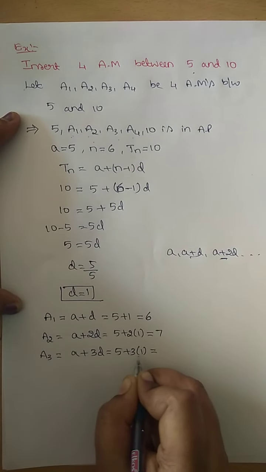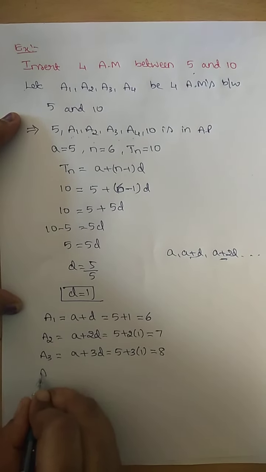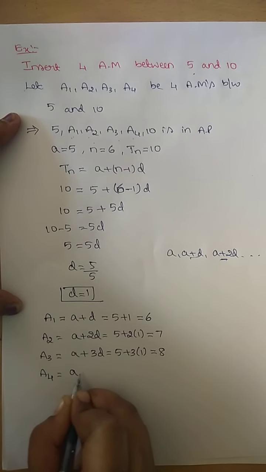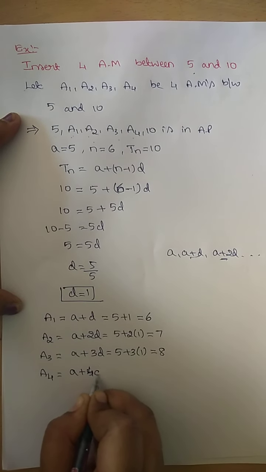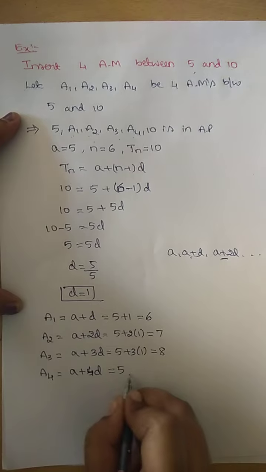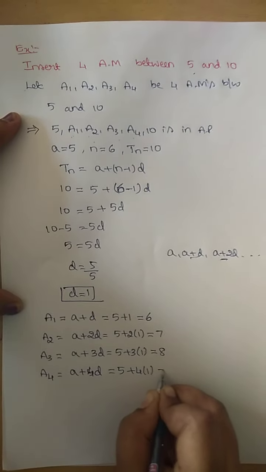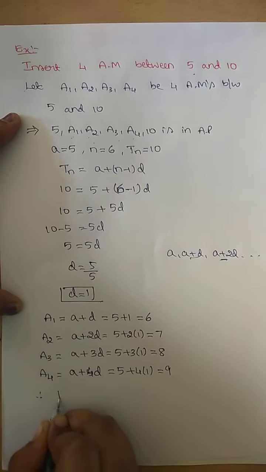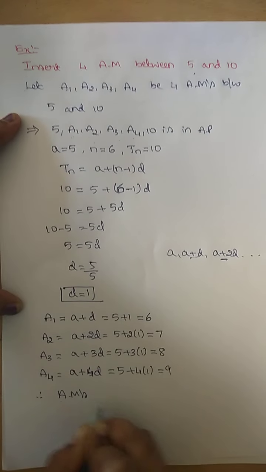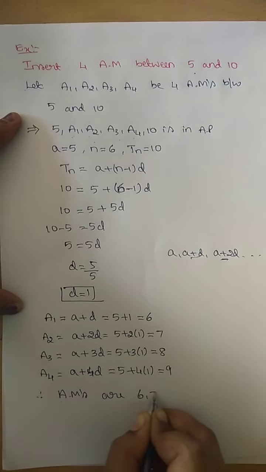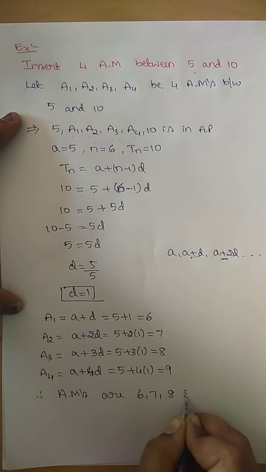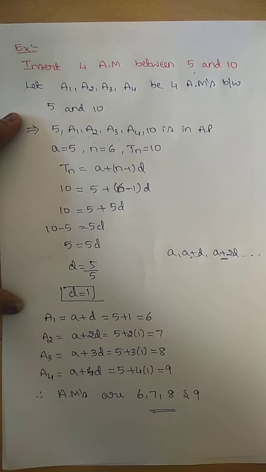3 into 1 is 3. 3 plus 5, 8. Similarly, A4 means that is the fifth term. Fifth term is given by A plus 4D. 5 plus 4 into 1, that is 9. Therefore, the arithmetic means are 6, 7, 8 and 9. Okay, very important for 3 marks.